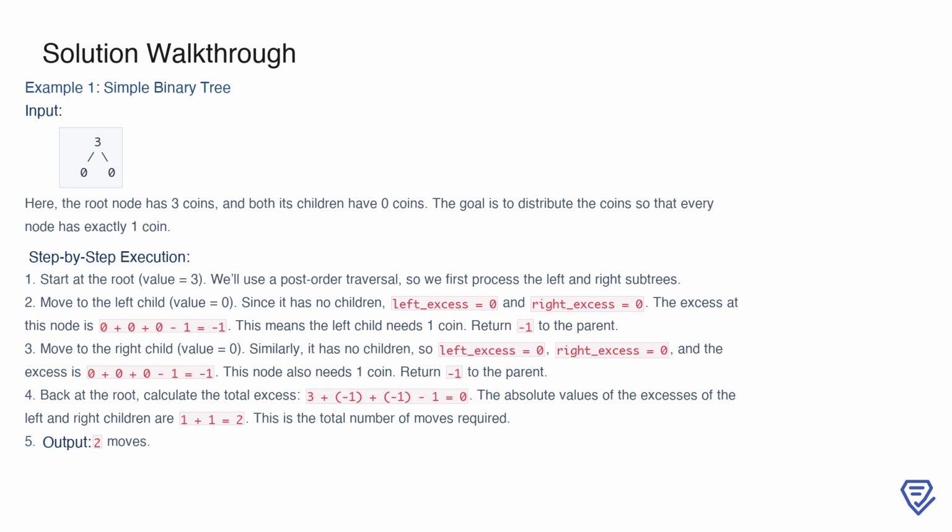Returning to the root, we now calculate the total excess at this node. The root has 3 coins, and it receives minus 1 from each of its children, so the total excess becomes 0. To balance the coins, we count the absolute values of the excesses from the left and right children, which together sum to 2. This means 2 moves are required to distribute the coins such that every node has exactly 1 coin. The output for this example is 2 moves.